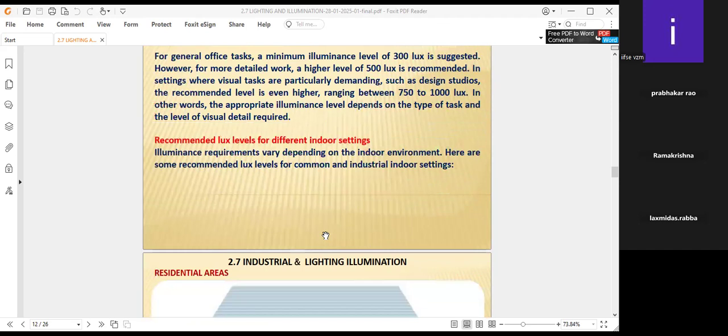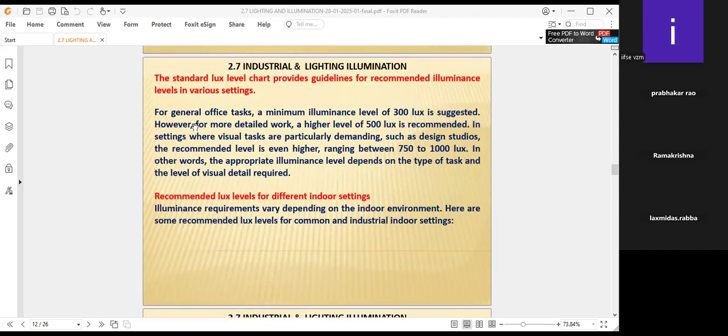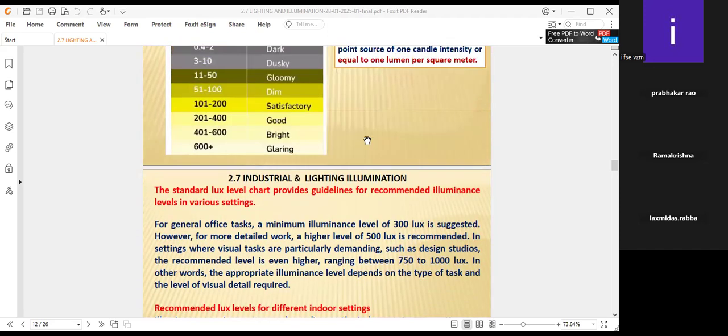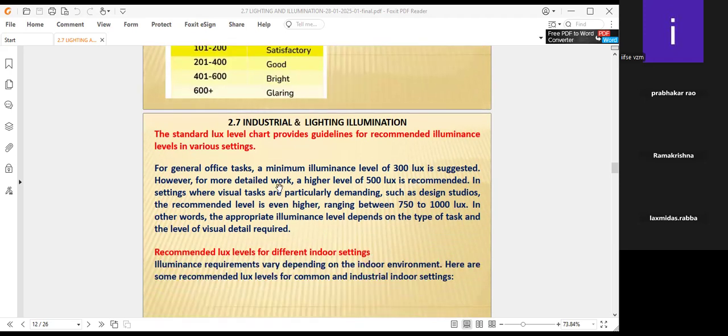Okay, sir. Then coming to this suggested: however, for more detailed work, a higher level of 500 lux is recommended. See, for more detailed work, a higher level of 500 lux is recommended. 500 means it comes under bright. More detailed work, for example in night shifts, arc welding, welding works or lathe machine works, where the work is precise, or lab works and all, you have to see the selection of lights recommended.